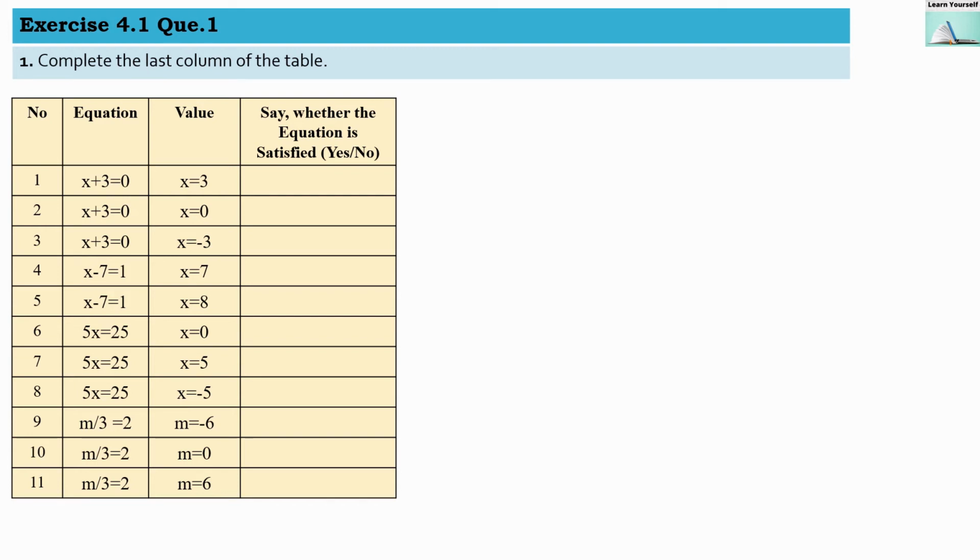In this they have given us one table in which the equation is there and the value for the variable is there, and we have to check whether for this variable's value the equation is satisfied or not. Our first equation is x plus 3 equals 0. We have here one whole number. This is a variable. The variable's value they have given is x equals 3.